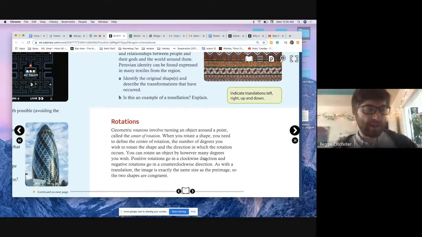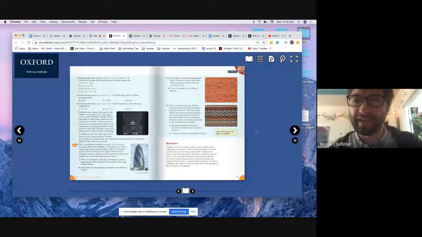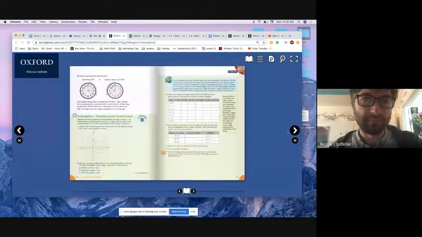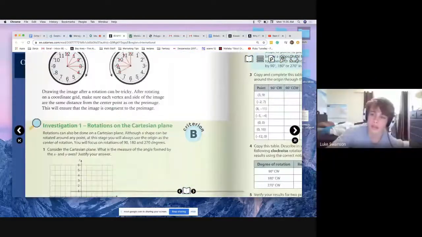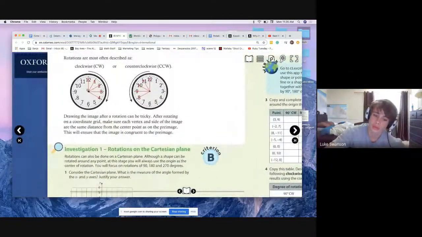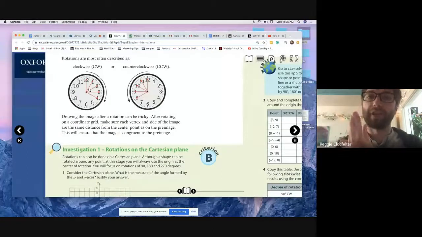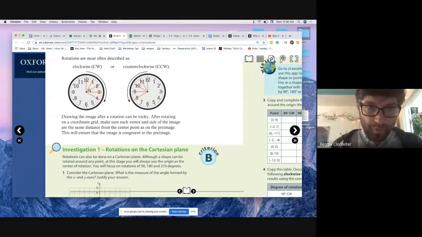And can someone, in their own words, tell me how they would define a center of rotation? Oh, it's like the point that the shape rotates around. It's like it doesn't move. Exactly. Correct. It doesn't move. It's the point that the object rotates around. If you're imagining a clock, it's the center of the clock, right? Now, we're going to rotate either clockwise or counterclockwise.